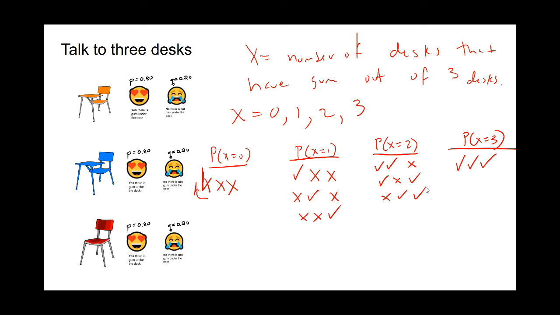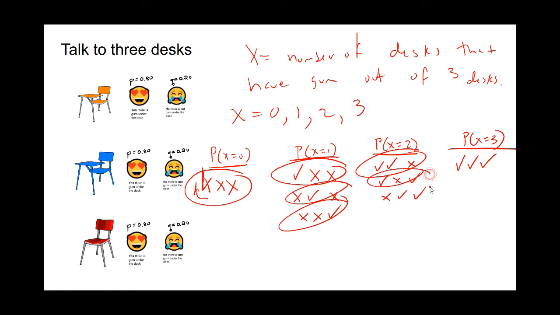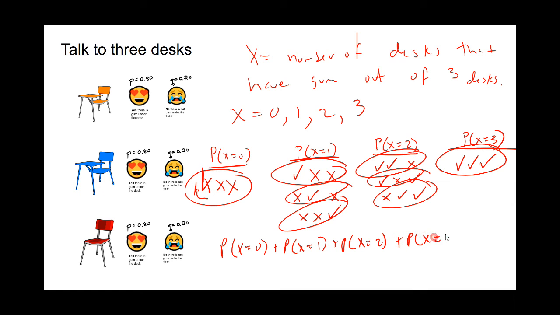So how many different combinations do we have here? The answer is we have 8. We have 1 combination, 2, 3, 4, 5, 6, 7, 8. 8 different combinations. And we know the probability that x is 0 plus the probability x equals 1 plus probability x equals 2 plus the probability x equals 3 has to equal 1 because we have a valid probability distribution.